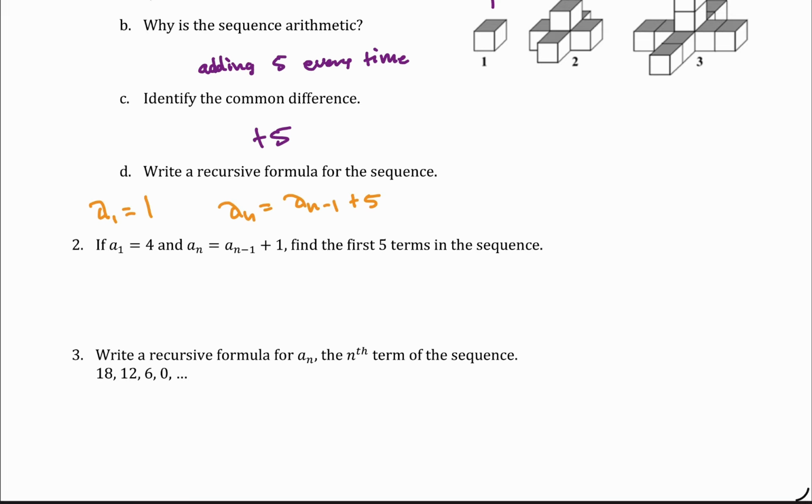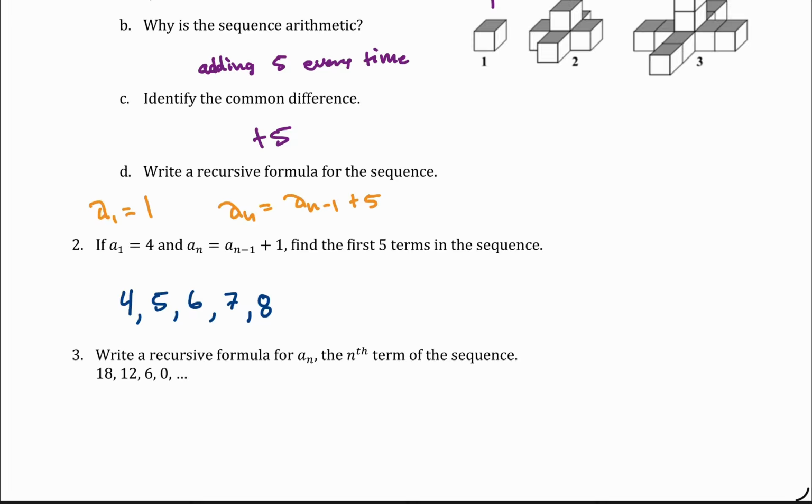Okay, number 2, we need to find the first 5 terms. That should be pretty easy. This is just like a review from last time. So starting with A sub 1, it is 4. So 4 is my first term. Now the formula says you're just adding 1 each time to the previous. So 4 plus 1 is 5. Then 5 plus 1 is 6. Then 6 plus 1 is 7. Then 7 plus 1 is 8. And that is the first 5 terms. Okay, so not too bad.